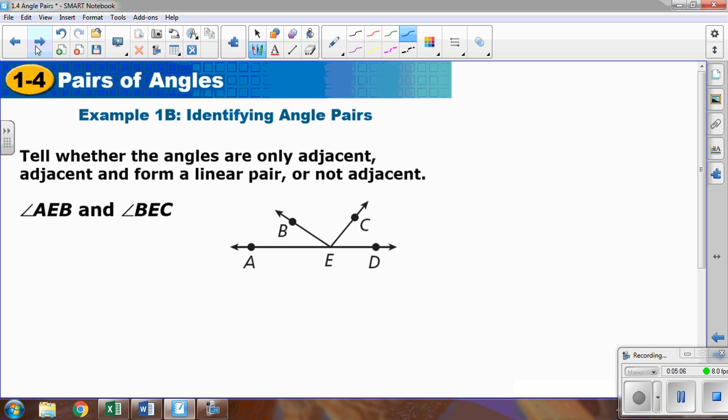What about these two? AEB and BEC. Are they adjacent? Yes. They're right next to each other. They're sharing this side BE. Do they form a linear pair? No. So they're only adjacent.